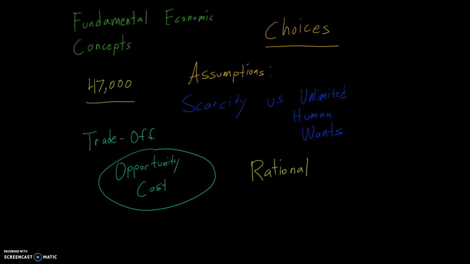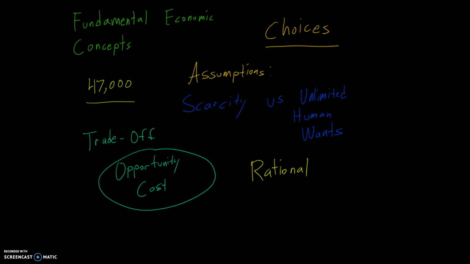And when they're rational, that basically means that they're doing cost-benefit analysis. So they're looking at their opportunity cost, they're looking at what they're giving, they're looking at what they're getting, and they make a decision based off thinking. We assume that everyone in economics is rational. In the real world, maybe not, but in economics, everyone is rational, everyone is paying attention to the opportunity cost.